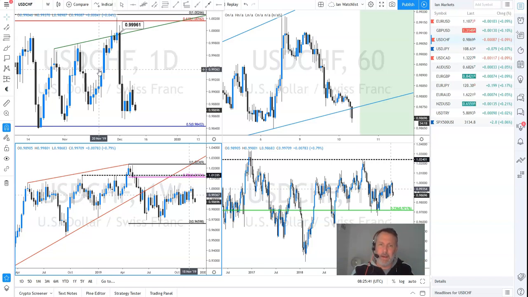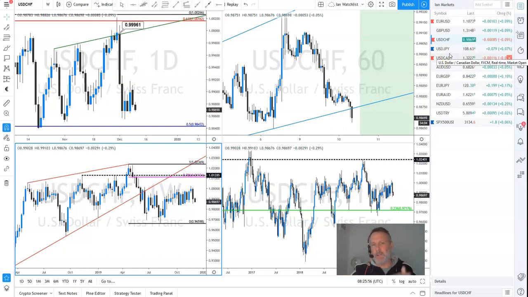If it breaks last week's low, then we're probably not going to get those rallies. But at the moment, I'm still looking at selling into dollar strength as far as dollar Swiss is concerned. And you've got to remember, if we get that move lower to buy into euro dollar, then we should get a move higher to sell into in dollar Swiss.